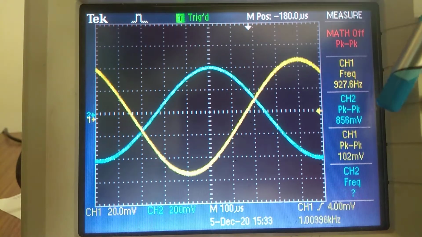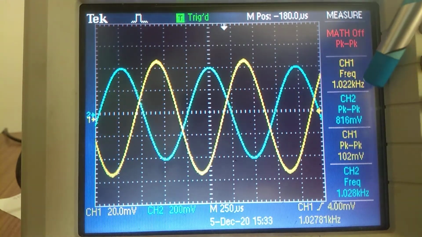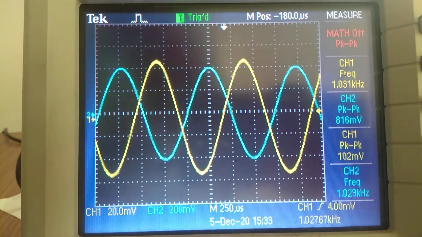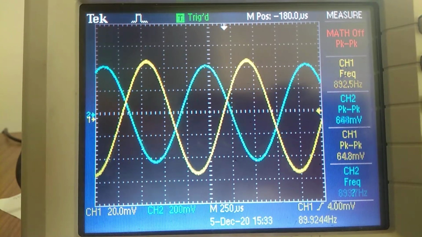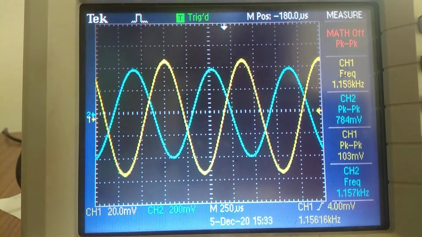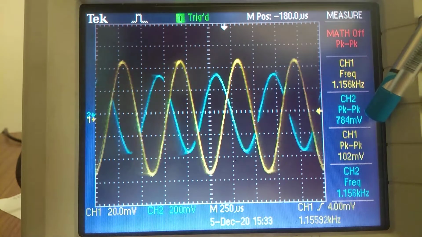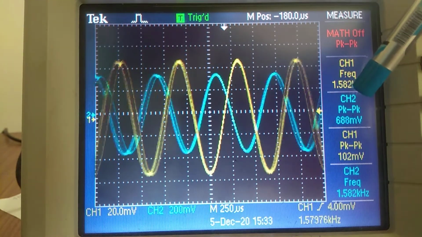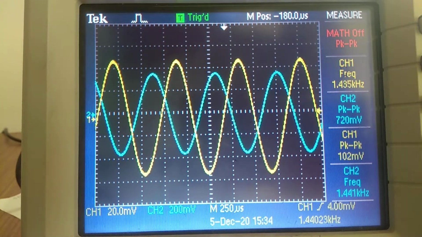Now at 1 kilohertz you see there is a decrease in the output. It has come to 816 millivolt. Now you will see a constant decrease in the output. Now I am increasing to 1.15. Now we are going to look at the 3 dB point, that is around 707 millivolt. See, around 1.5 kilohertz you are going to get around 707 millivolt.